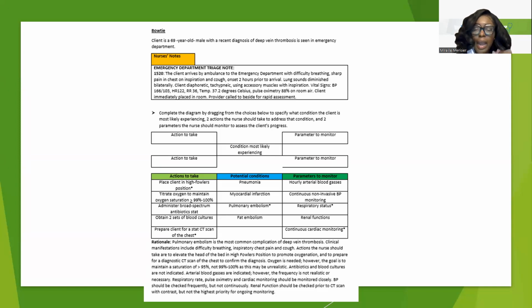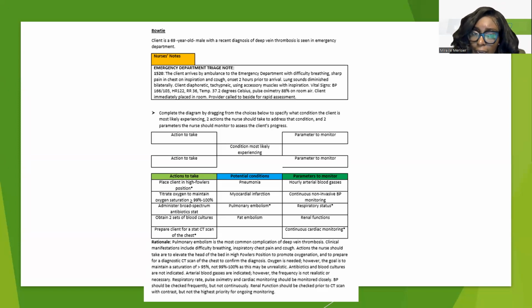Okay. So again, I want to be realistic. If they're at 88 and if they got to 95, would that be good? Yeah, be good. They're doing better. Okay. Antibiotics, blood cultures are for what? Are not indicated. It's for pneumonia.